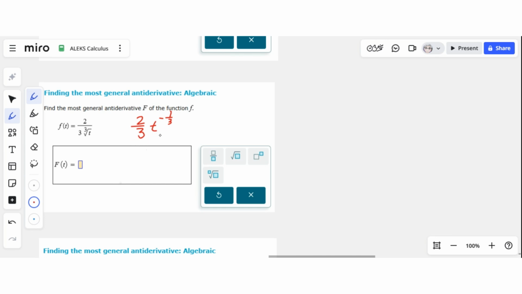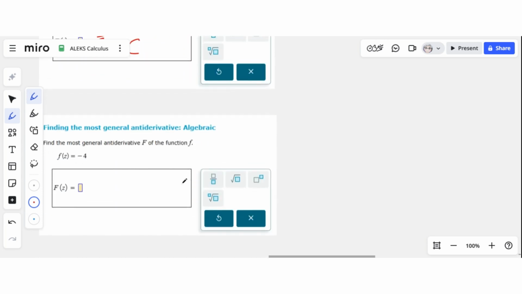So the first thing I'm going to do is raise this power by 1. So -1/3 plus 3/3 is going to be t to the 2/3. I've still got my 2/3 out here. And now I'm going to multiply by the reciprocal, which is 3/2. And 2/3 times 3/2, well, that's 1. Everything cancels there. So we just get t to the 2/3 power plus our arbitrary constant, big C.